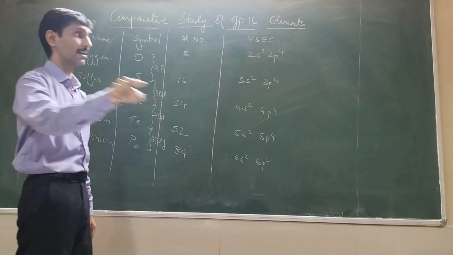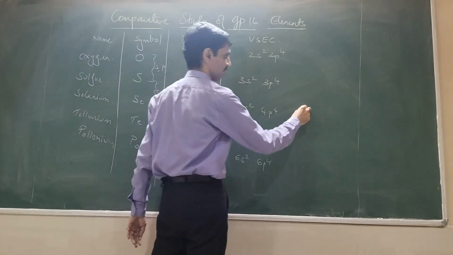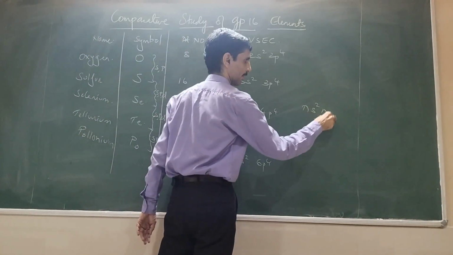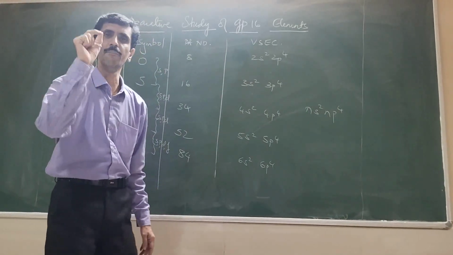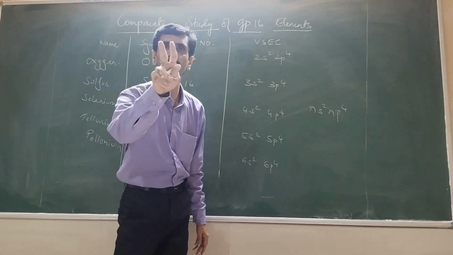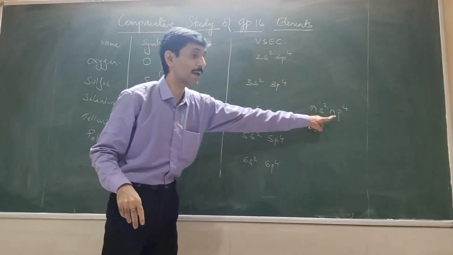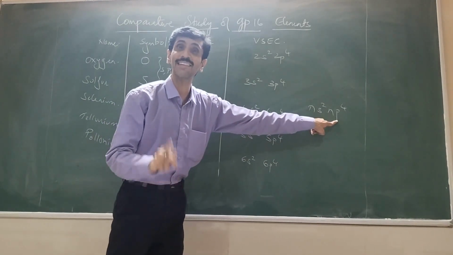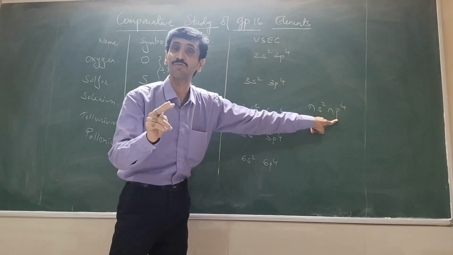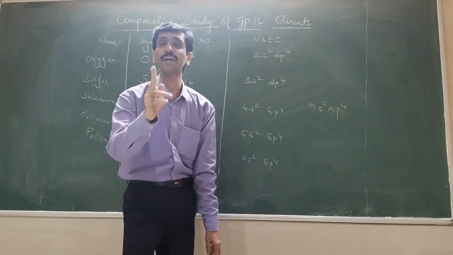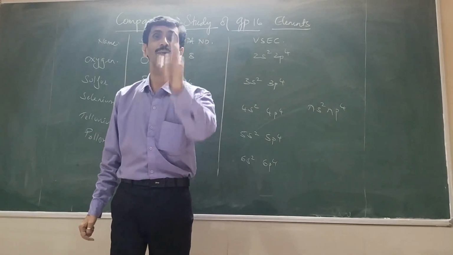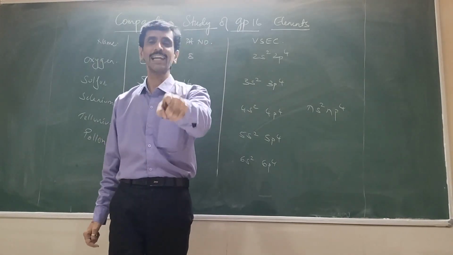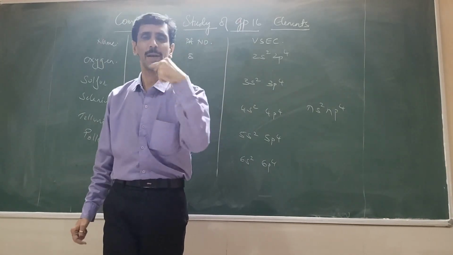So if you want to write down the general VSEC of group 16 elements, I just write it down as ns2 and np4, where the minimum value of n should be 2. Because I am considering the p orbital as well. P orbital doesn't start from the first shell, it starts from the second shell. And that's why the minimum value of n is what? 2. So if I have the exact value of n, I can tell you which element am I representing.